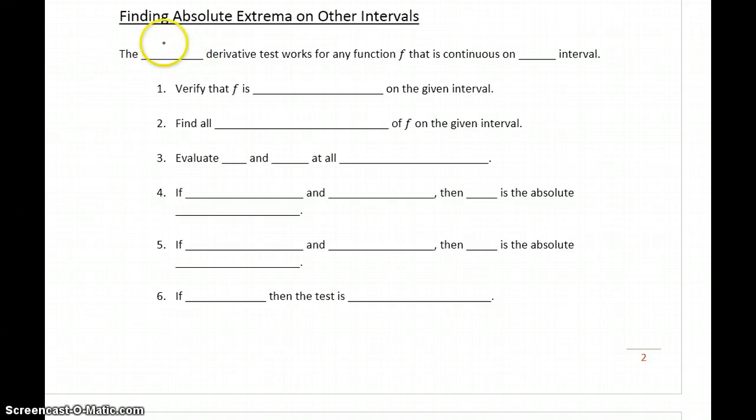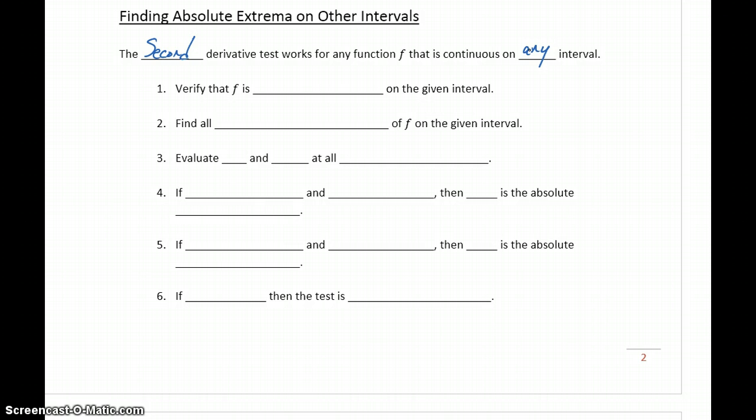So what we're going to turn to is what's called the second derivative test. A few modules back, we introduced the first derivative test, where we looked at the first derivative, and that led us to some conclusions. So now we're still going to look at the first derivative, but add to that the second derivative to draw some conclusions about whether we have an absolute maximum or absolute minimum. The second derivative test works for any function f that's continuous on any given interval.